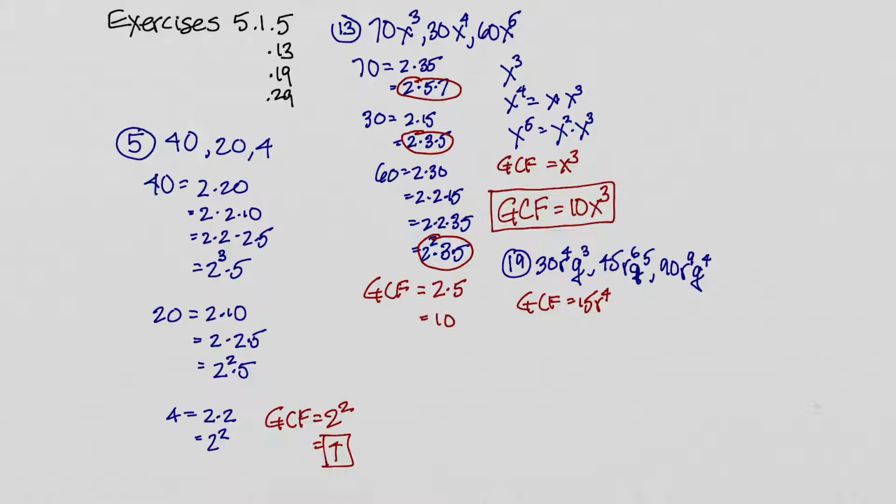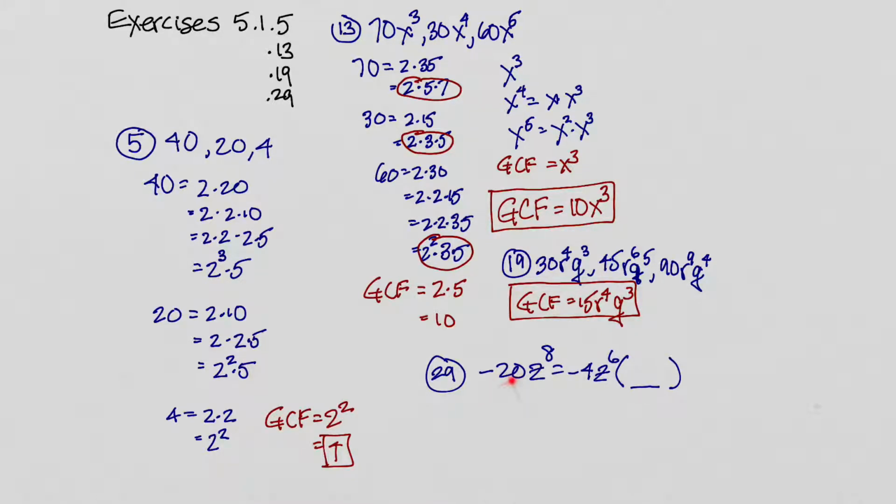And then the same idea with the q's: you've got 3 q's here, 5 here, and 4 here. So the variable with the smallest exponent is the q cubed, so we're going to write q to the 3rd. So 15 r to the 4th, q to the 3rd is the biggest quantity that divides into each one of these originals.